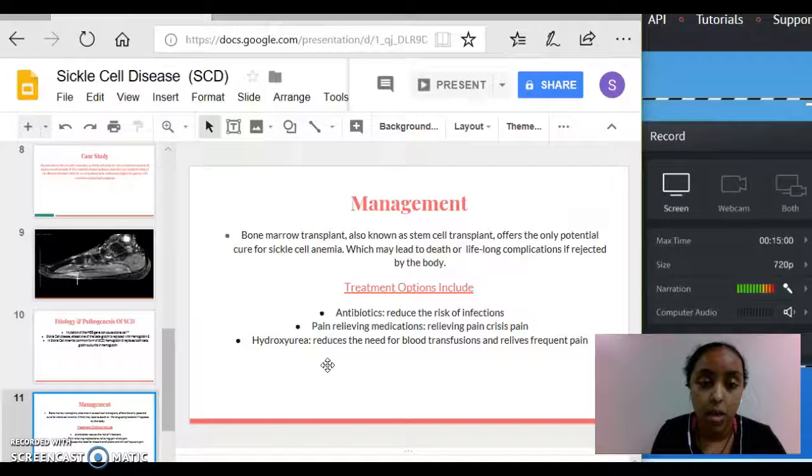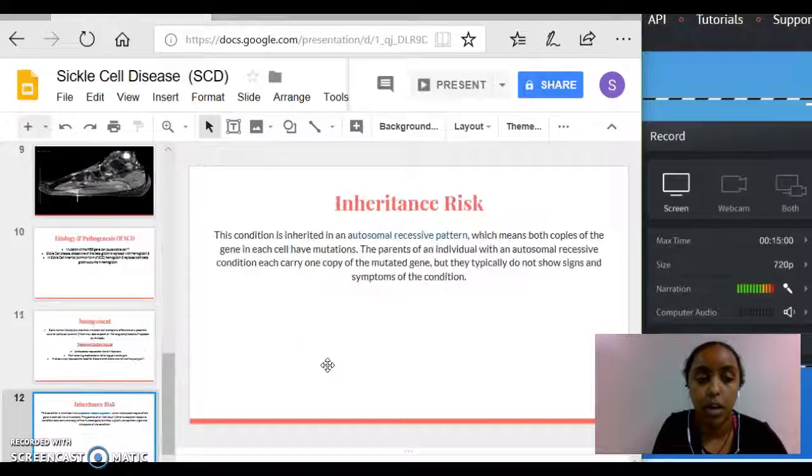Treatment options include antibiotics, which reduce the risk of infection, pain-relieving medications that relieve the pain crisis, and hydroxyurea, which reduces the need for constant blood transfusions and also relieves frequent pain.